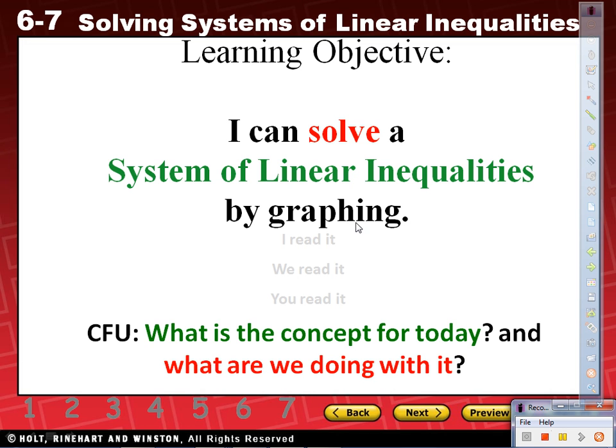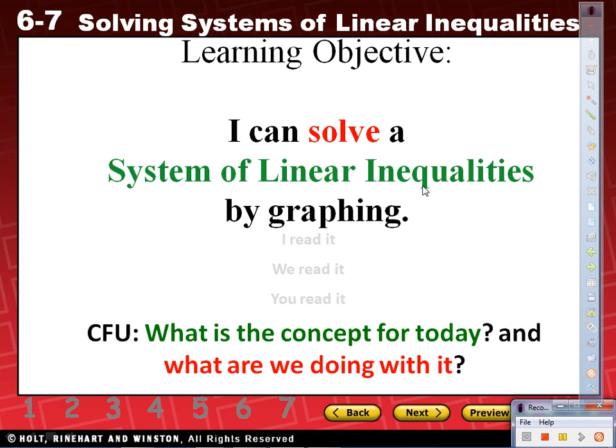So if you notice, today's main theme is going to be systems of linear inequalities. What are we doing? We're going to be solving by graphing. So the main thing that we're going to be doing is graphing to find a solution. So what are systems of linear inequalities? You need your Foldable.